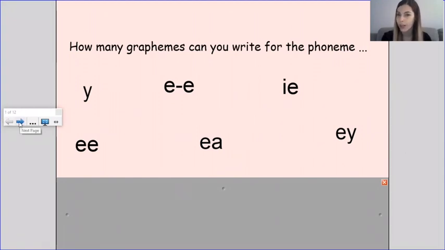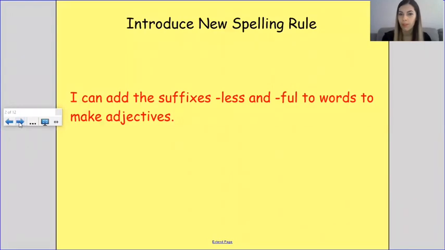Okay, let's have a look at what we're learning today. So we're going to carry on looking at the suffixes less and full and making adjectives with them. But today we have a new rule for them both. So let's take a look.